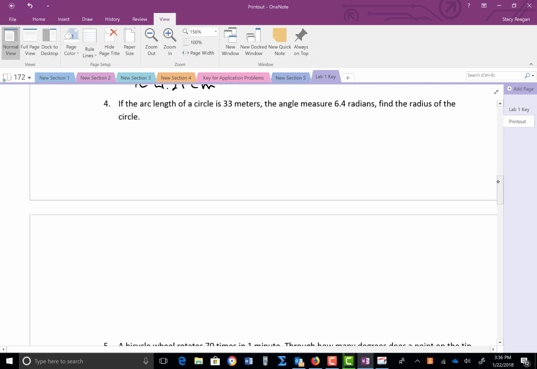Number 4 says if the arc length of a circle is 33 meters, the angle measure is 6.4 radians, find the radius of the circle. Same formula, S equals R theta. We have the arc length of 33 meters. We know the angle measure is in radians, so we're going to substitute that in. Again, divide 33 divided by 6.4. Our radius is roughly 5.16 meters.